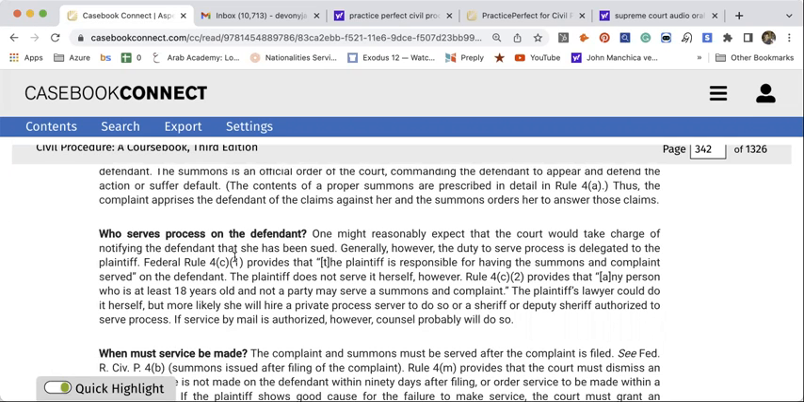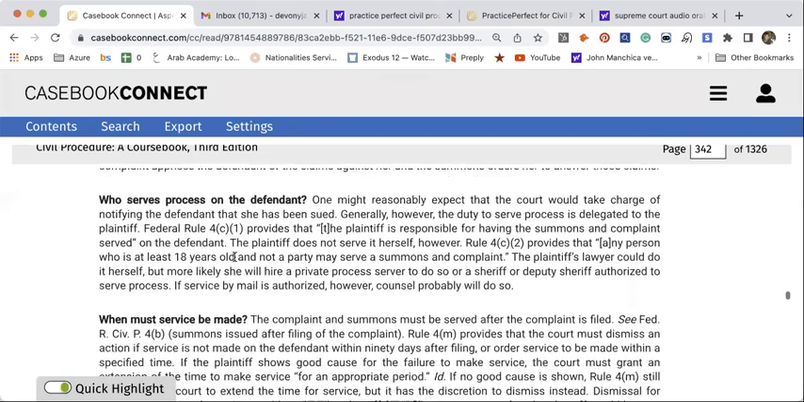Who serves process on the defendant? One might reasonably expect that the court would take charge of notifying the defendant that she has been sued. Generally, however, the duty to serve process is delegated to the plaintiff. Federal Rule 4(c)(1) provides that the plaintiff is responsible for having the summons and complaint served on the defendant. The plaintiff does not have to serve it herself. However, Rule 4(c)(2) provides that any person who is at least 18 years old and not a party may serve a summons and complaint. The plaintiff's lawyer could do it herself, or more likely she will hire a private process server to do so, or a sheriff or deputy sheriff authorized to serve process.